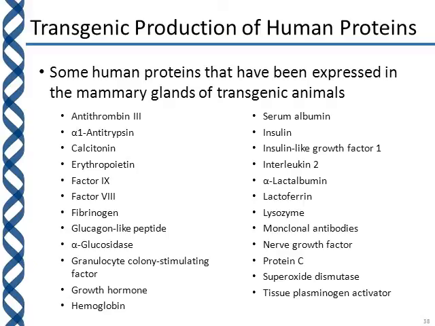Some human proteins have already been produced in the mammary glands of transgenic animals, and here is just a very short list, including such things as antithrombin 3, alpha 1 antitrypsin, factors 8 and 9, growth hormone, hemoglobin, insulin, insulin-like growth factor, interleukin 2, a variety of monoclonal antibodies, nerve growth factor, and tissue plasminogen activator, to name a few.